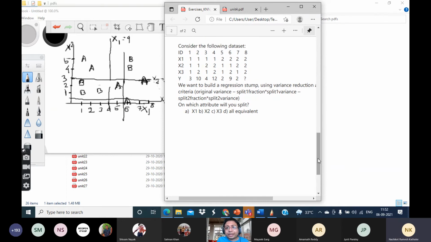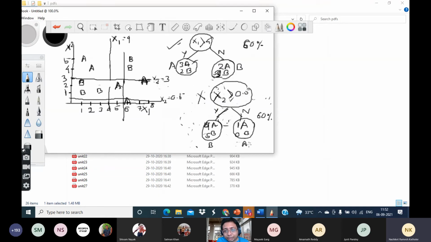Sir, can you explain the A part? You've taken A as the answer, right? See, if you calculate the information gain for the 4 defined splits, then you would have gotten A as the one giving you maximum information gain. I did not calculate it, but I leave it. But you should calculate.